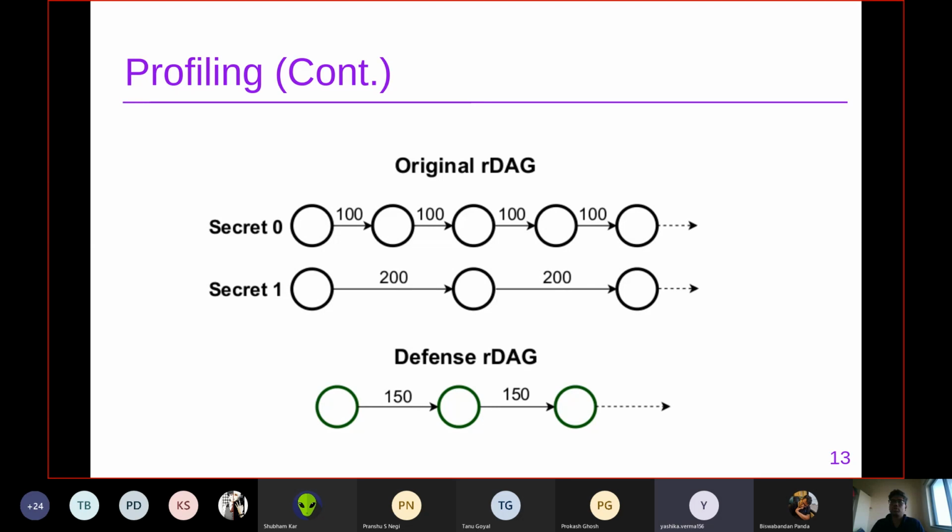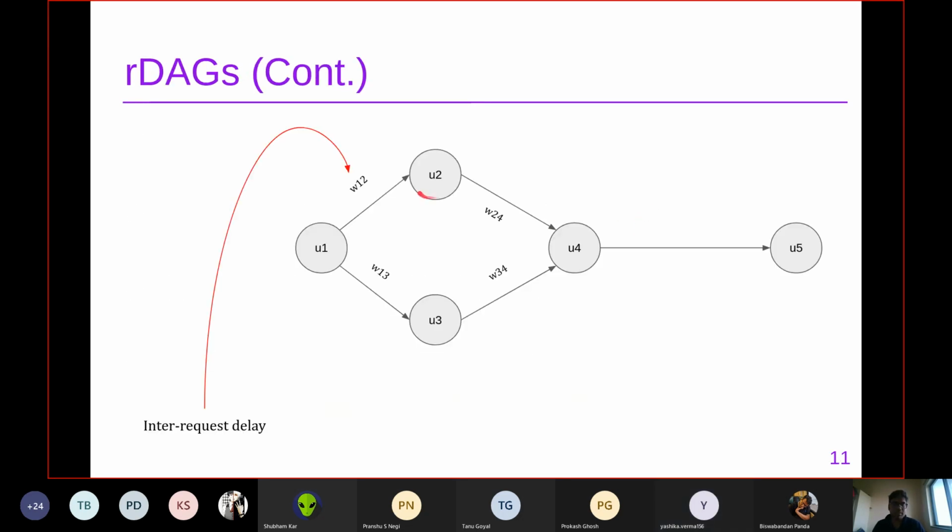It would make sense for requests which do not have any dependency, such as U2 and U3, but let's say U1, U2 and U4 are dependent on each other. So in that case, we can't really randomize these. Okay. Yeah, thanks.